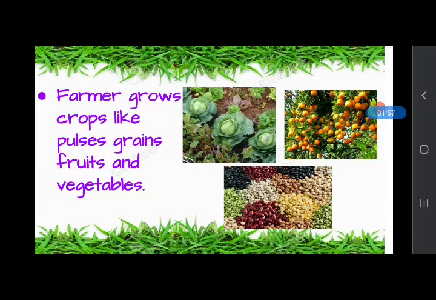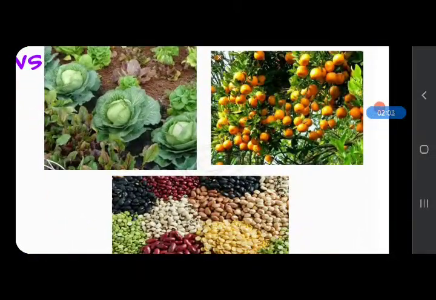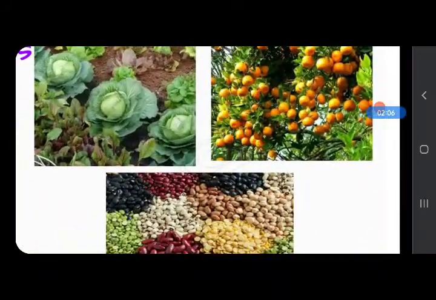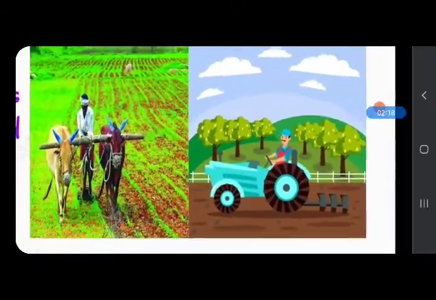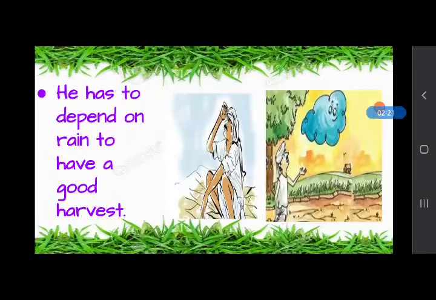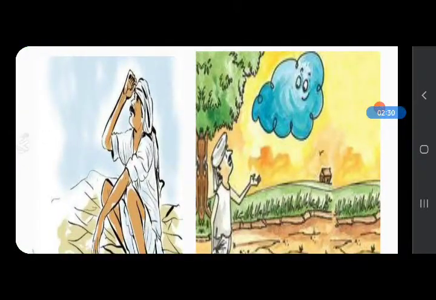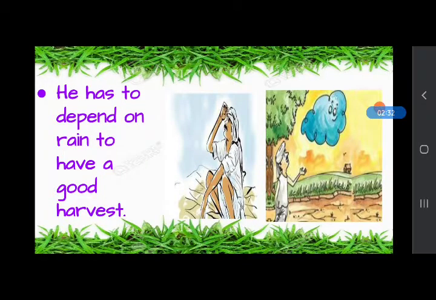A farmer grows crops like pulses, fruits, vegetables and grains. Here you can see fruits, pulses, vegetables, and a farmer uses bullocks and tractor to plow land, to sow seeds and to grow crops. And a farmer has to depend on rain to have a good harvest. So we can say this is a problem also, because we cannot control rain, so less or more rainfall can damage the crops. So this is a problem also.